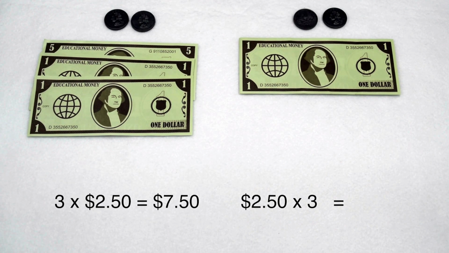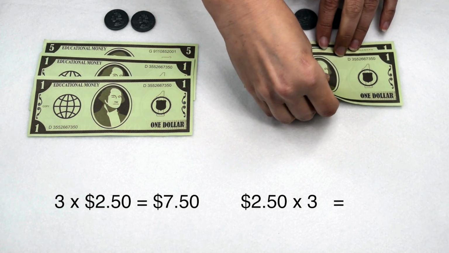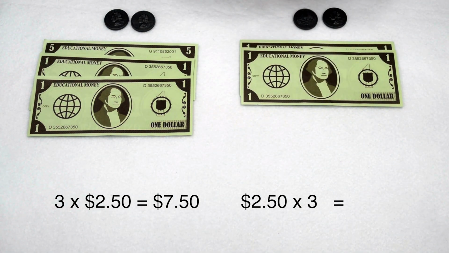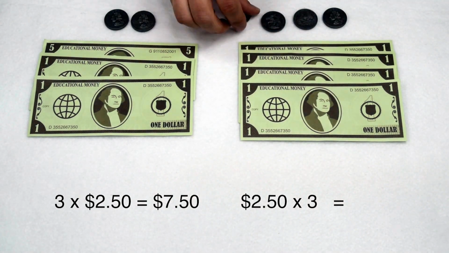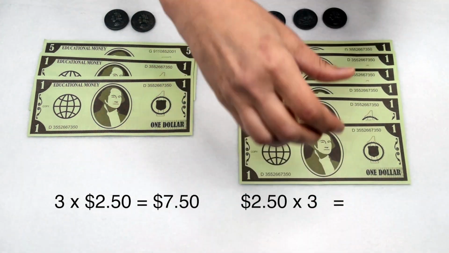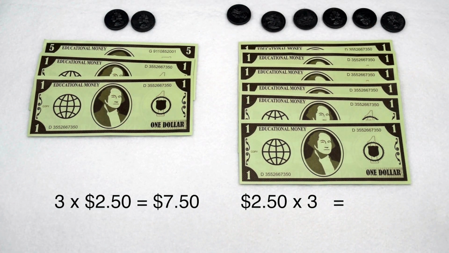Well, what if we turn around that thinking and do $2.50 times 3 and pay for everything individually? Well, the first item is going to cost us $2.50. The second item is going to cost us $2.50. And our third item is going to cost us $2.50. So that also gives us a total of $7.50.